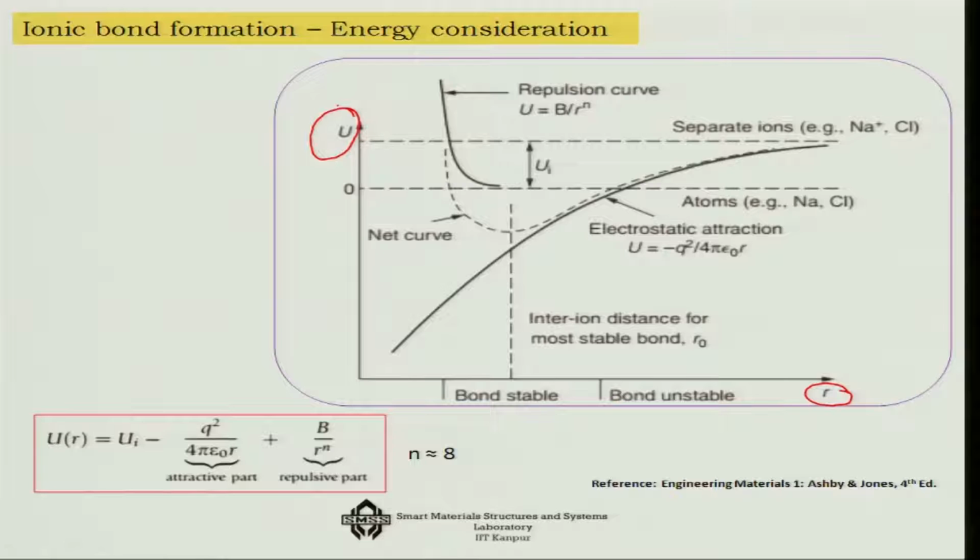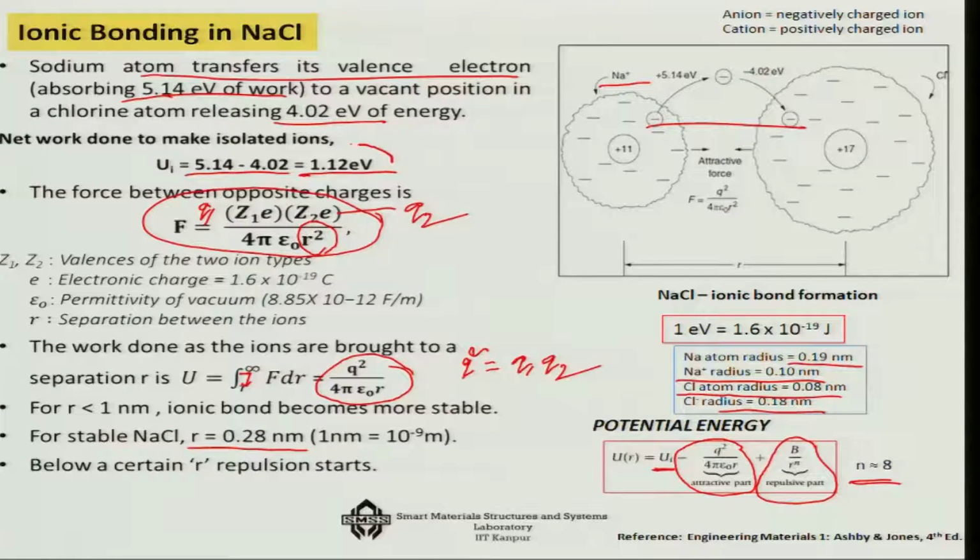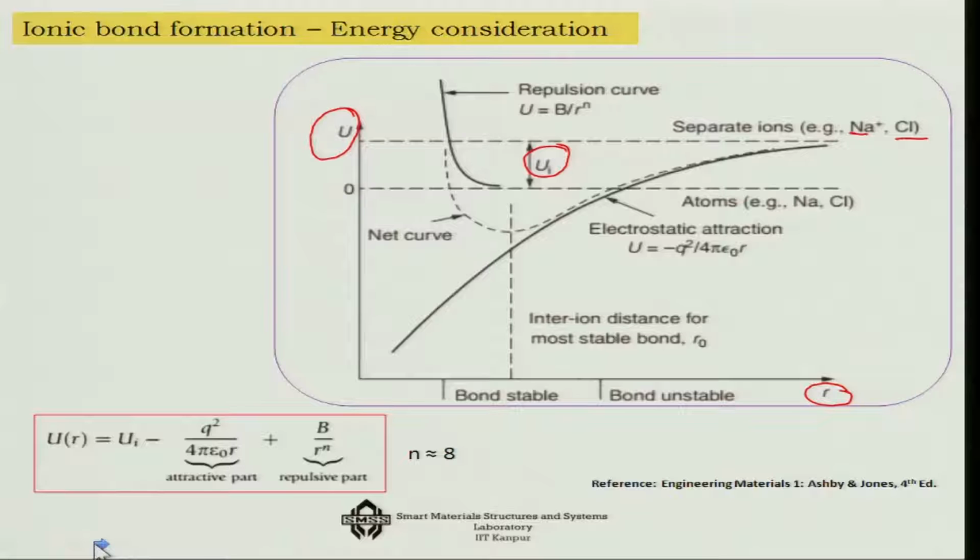On one hand we have these separate ions, sodium plus and chlorine, and they have an internal energy already. We said that the Ui in this case was somewhere around 1.12 electron volt. That is the initial energy in the system, where the whole system starts its journey, with the sodium and the chlorine very far away, and then they come closer and closer.